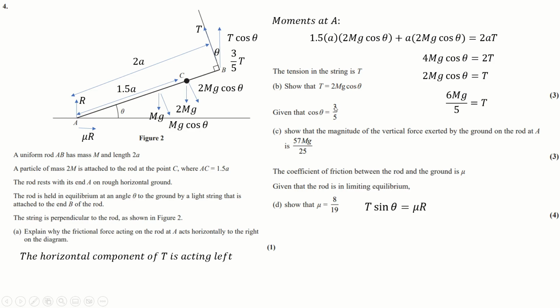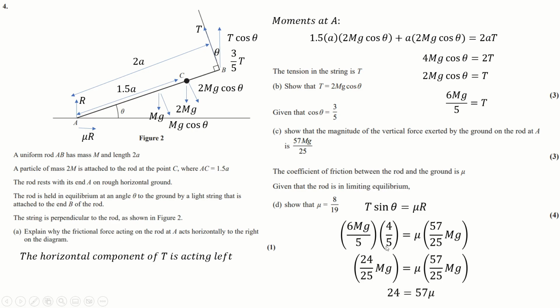That means sine theta is 4/5. We already know what t is, we know what r is, we just worked it out, and we can sort this out for mu. The mg's cancel, which is kind of them, and we end up with mu as this, which cancels to this, and we have our answer.